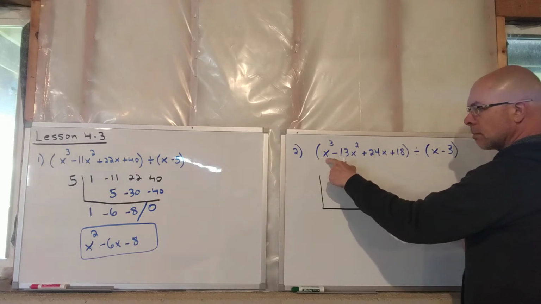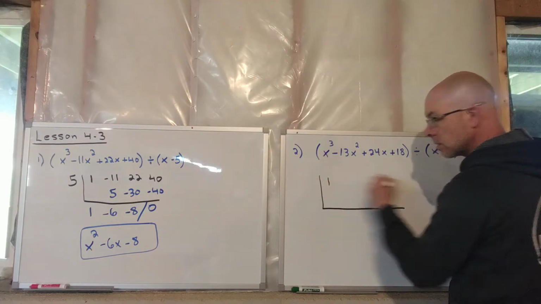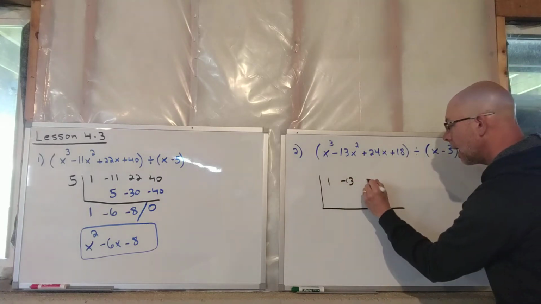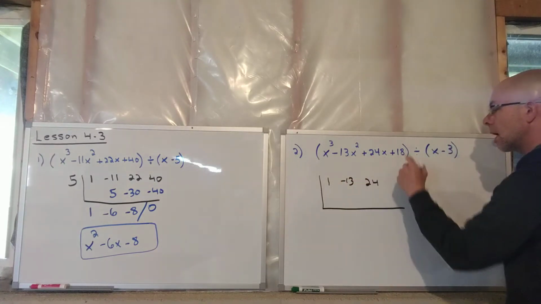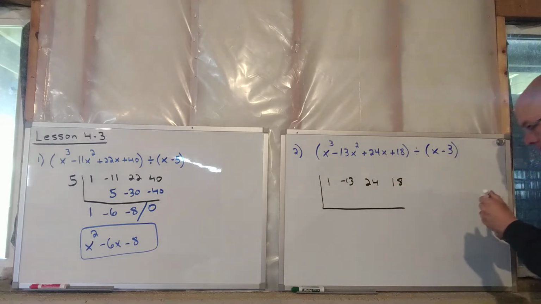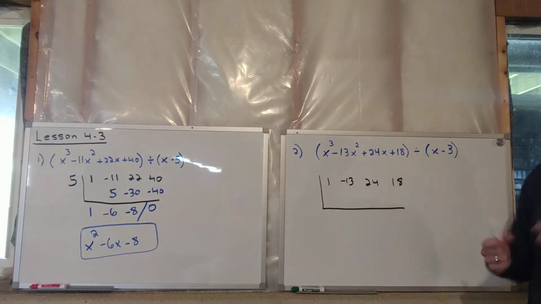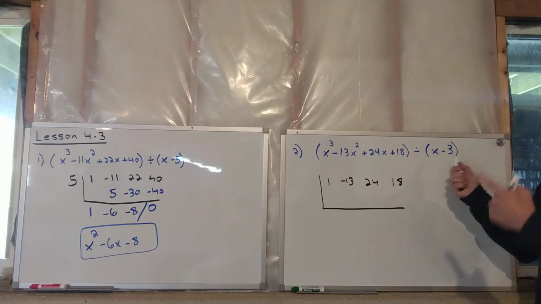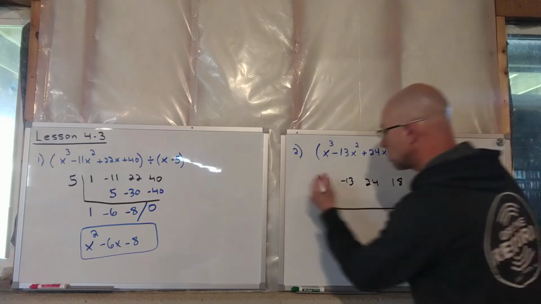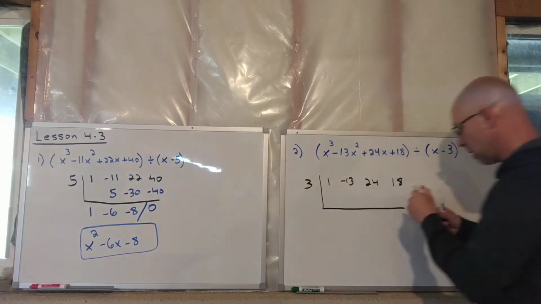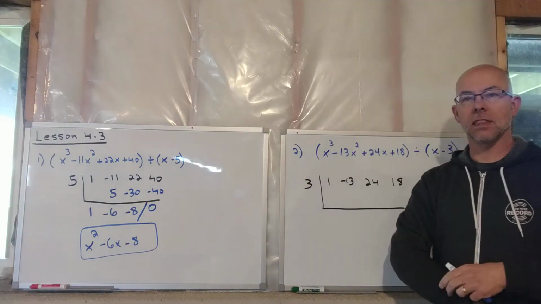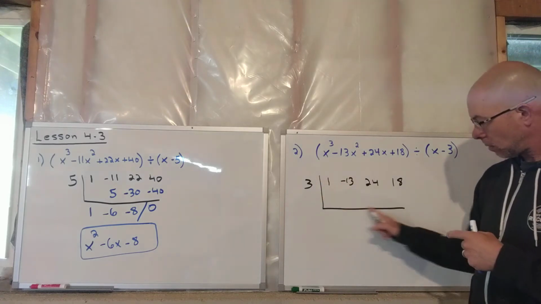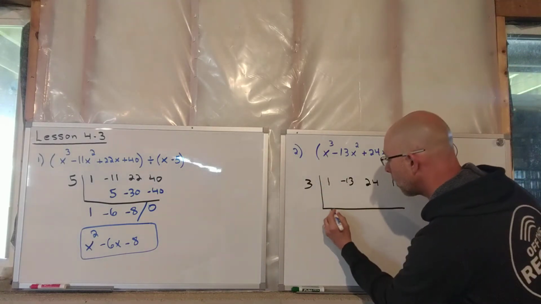So starting with these numbers, that's a 1x cubed, a minus 13x squared, a positive 24, and a positive 18. There's the coefficients. This says x minus 3. Minus 3, use plus 3. And start the synthetic process, which means first number in the little bracket, drop it. Drop it right down here, 1.